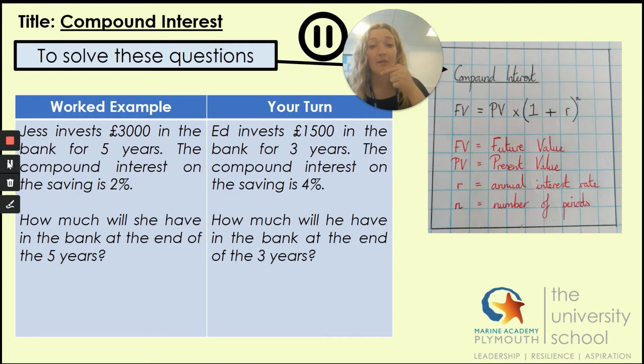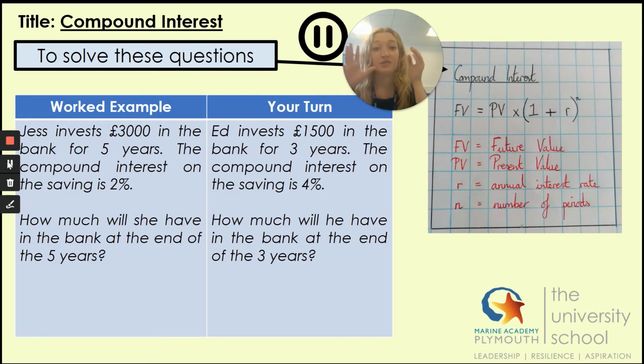We're going to be looking at questions like this one. Jess invests £3,000 in the bank for 5 years. The compound interest on the saving is 2%. How much will she have in the bank at the end of 5 years? Now, we are looking at the opposite, a different type of question, where you are saving money with a bank. So we're no longer thinking about loans, we're thinking about saving money.